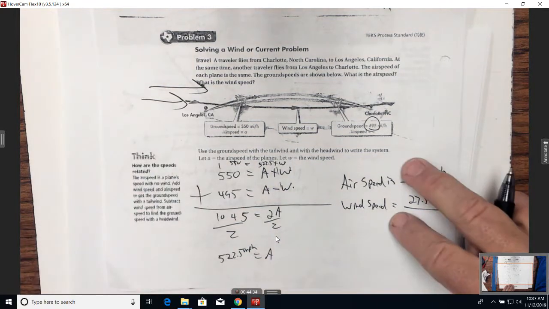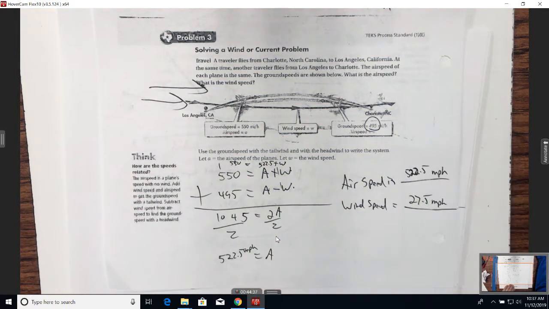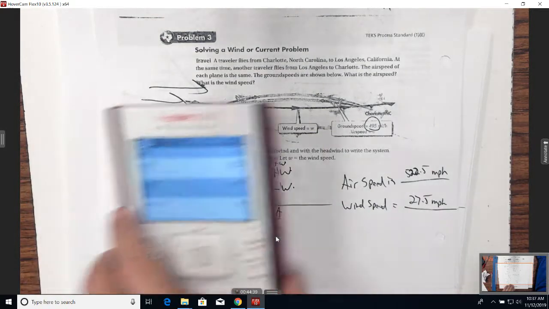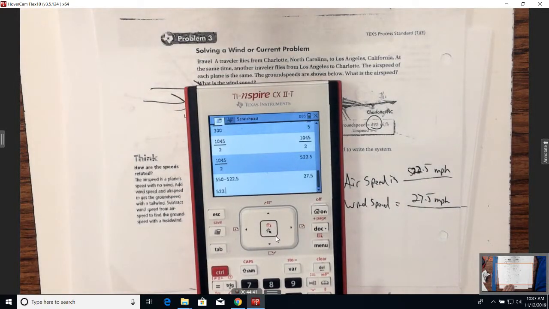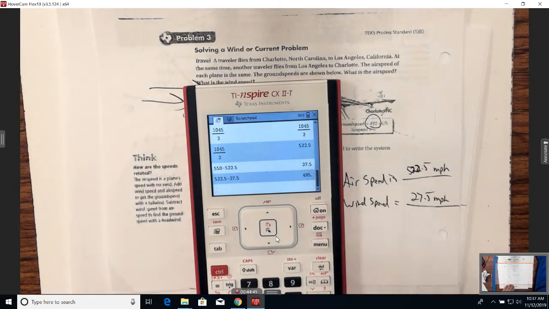So when I add those two together, I should get 550. When I subtract those two, what should I get? 495. Let's see if I do that. 522.5 minus 27.5. It should give me 495. We did it right.